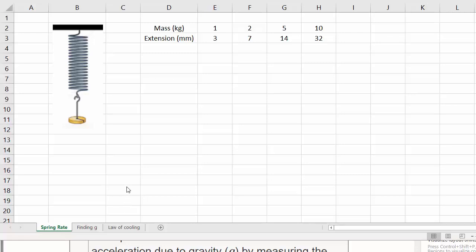This tutorial is about creating linear graphs from nonlinear data. Imagine we have a spring to which we've applied masses of 1, 2, 5 and 10 kilograms. Those masses give us these extensions, so the first thing we're going to do is to draw a graph of the data.